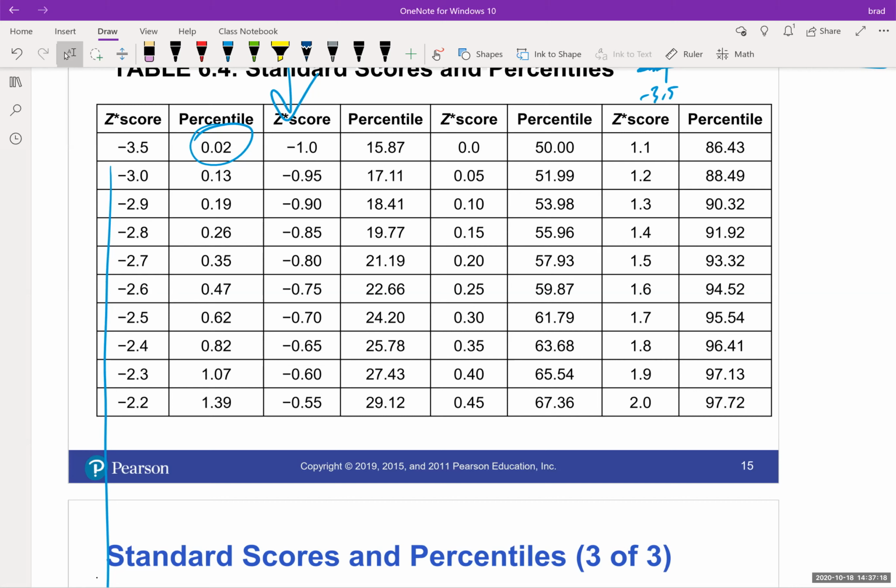Okay, so you have to decide, is it closer to this one or to this one, right? Where was 0.29 going to be? 0.29 looks like it's closer to 0.3, okay? So I'm going to round off to 0.30, all right? And then I'm going to look at the percentile, which is right here, okay? So it's 61.79.